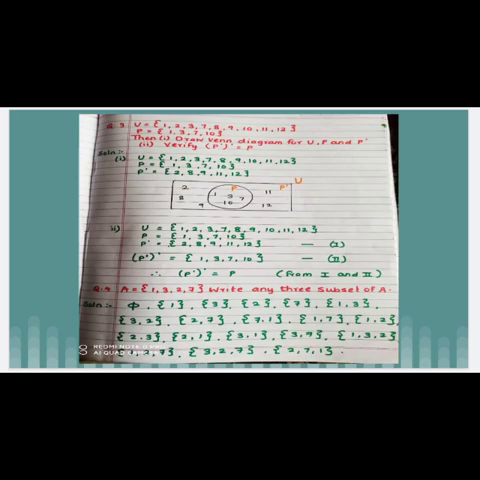Next, question number 3. Here they gave two sets, universal set U and set P, and they said draw a Venn diagram. First question they asked, draw a Venn diagram for U, P and P dash. Okay. Second question they asked, verify that the complement of P dash, that is P dash of dash, is equal to P. P dash of dash is equal to P.